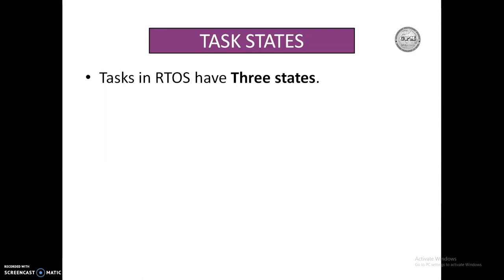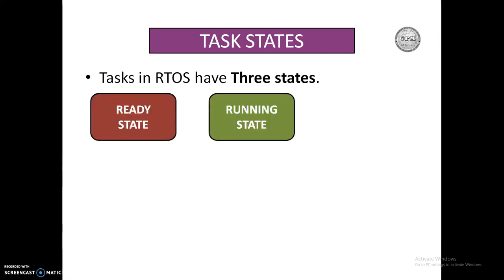Let's see task states. A task in an RTOS has 3 states. At any time, a system task or application task can have one of the 3 states: ready, running, and block state. As the real-time embedded system starts functioning, each task moves from one state to another state. Let's see each state individually.